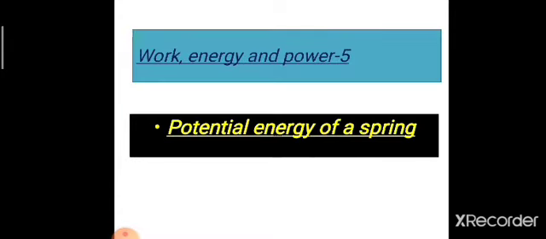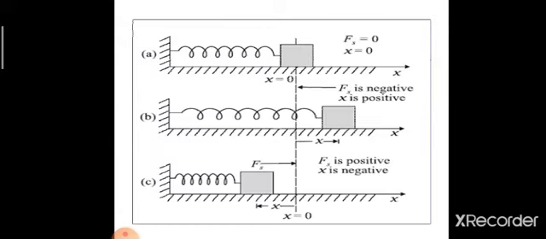In this module, let us discuss the potential energy of a spring. Consider a mass m which is fixed to a spring, and the other end of the spring is fixed to a rigid support. Taking the equilibrium position at the center of the mass, if the spring is made to extend by applying a force on the mass and then released, we can see that the mass will execute oscillations about the equilibrium position if the surface is smooth.